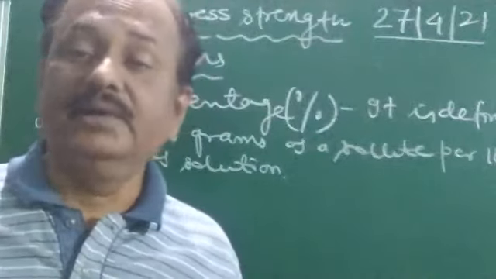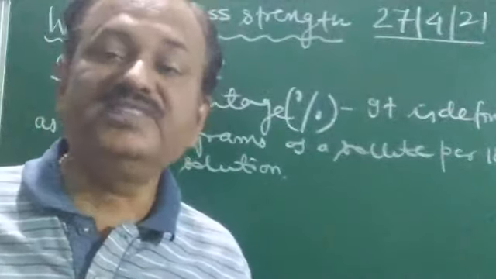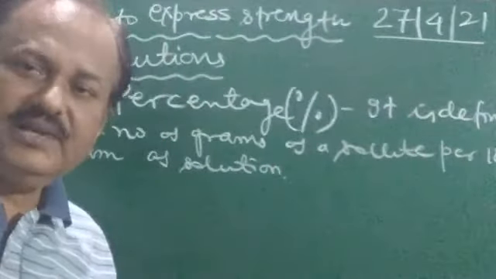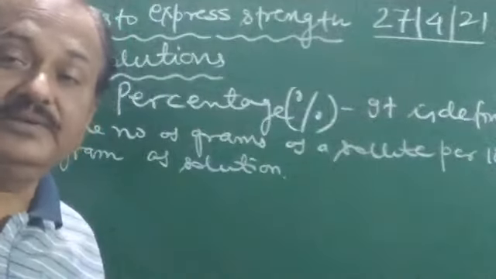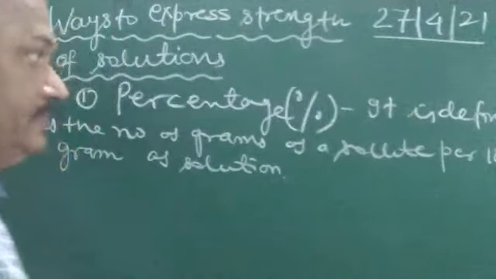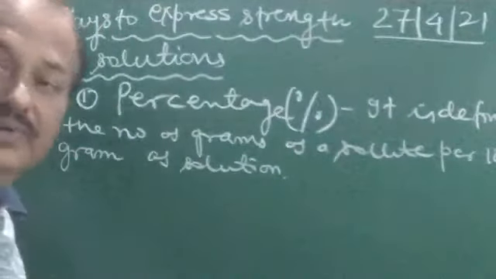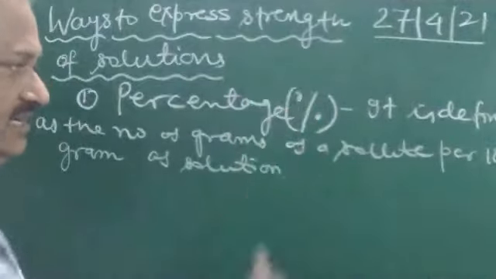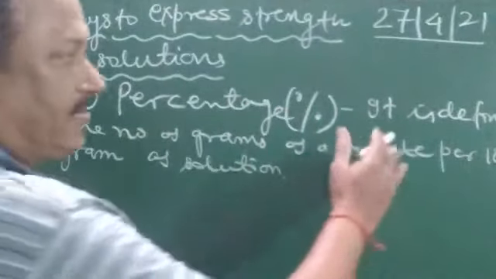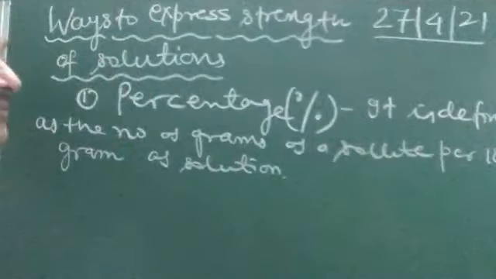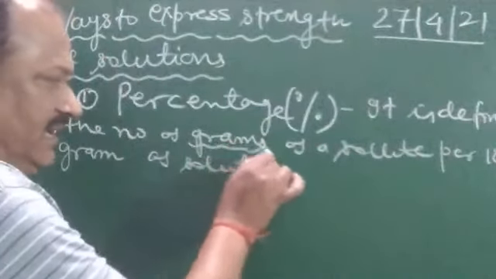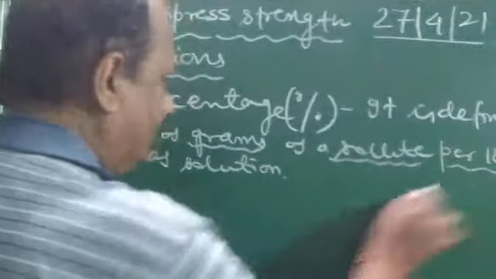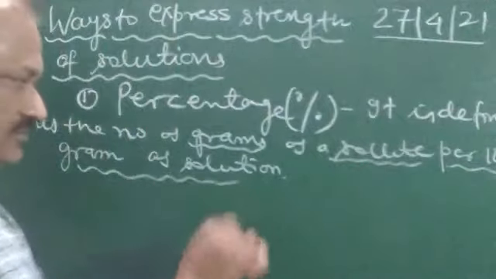I am going to explain in this video some basic concepts to express the strength of solutions. There are different ways to express the strength of solution, and the simplest one is called percentage, and its symbol is this percentage. First we'll see the definition. It is defined as the number of grams of a solute per 100 gram of solution.